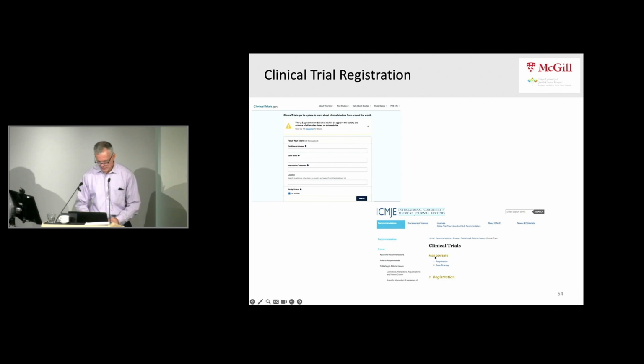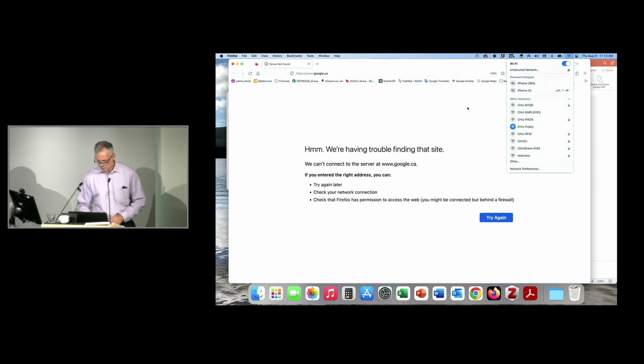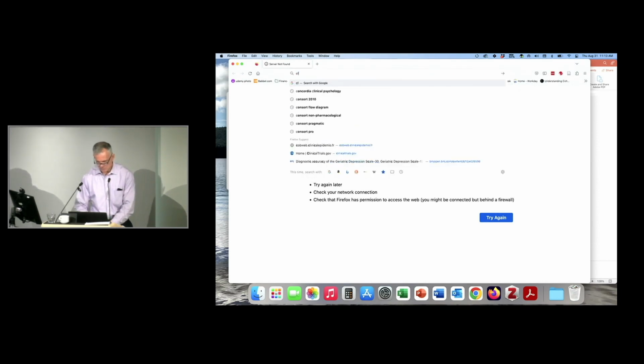And if you look at, quickly I'll show you what goes into a clinical trial registration. I'm not connected here. Hang on a second. I can show you what goes into the registration.